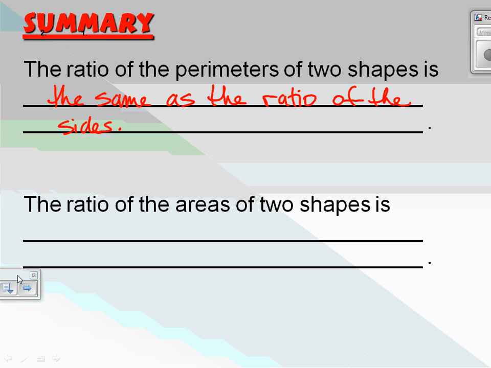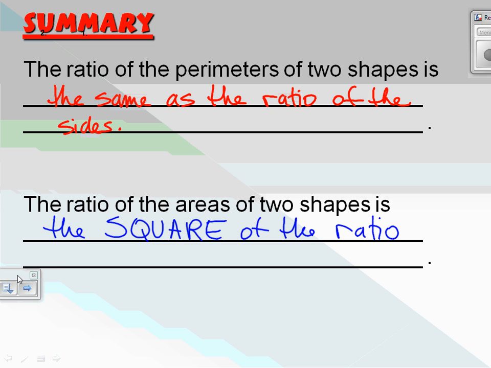How about for the next one? The ratio of the areas of two shapes is the square of the ratio of the sides. Okay, I know this is a lot to absorb, but let's see if you guys can get some of the problems and the examples.